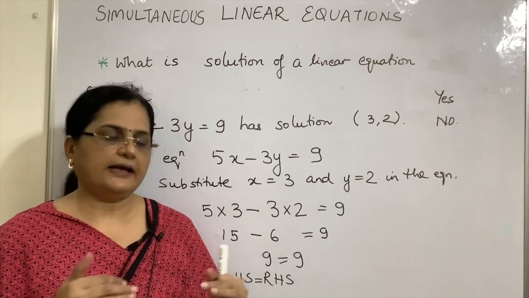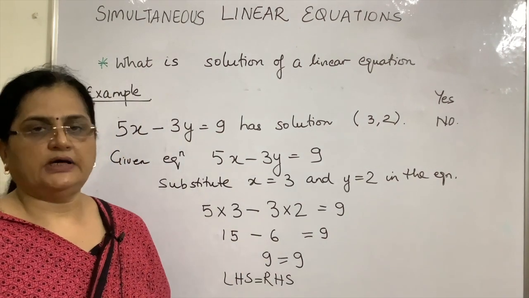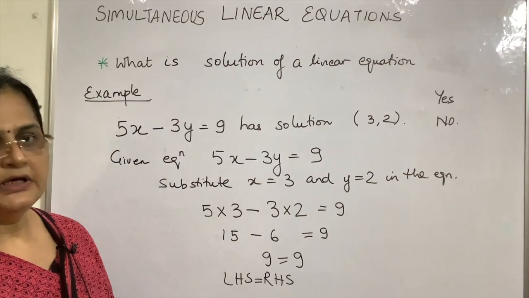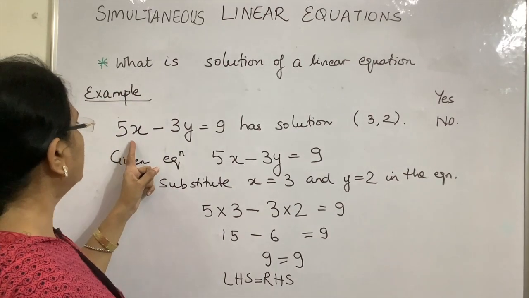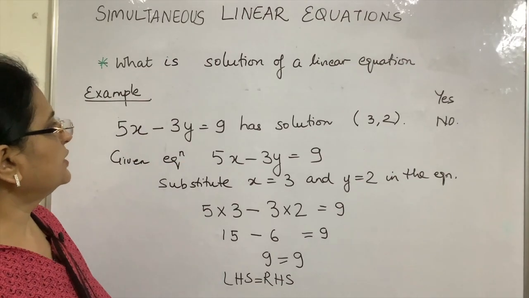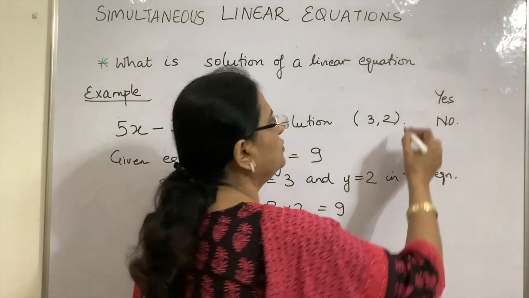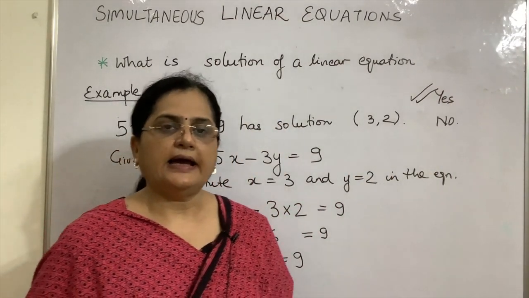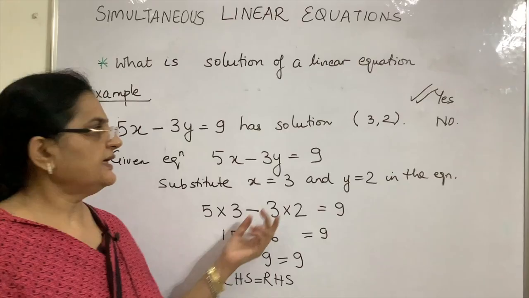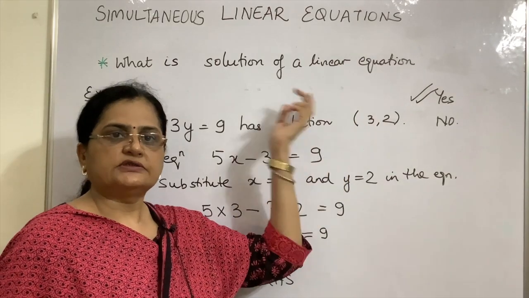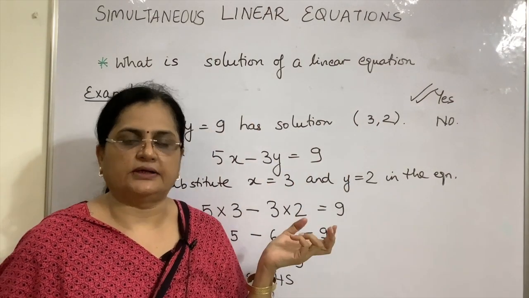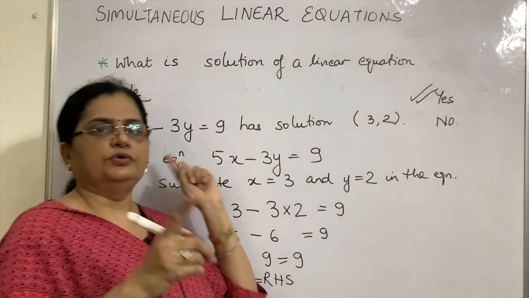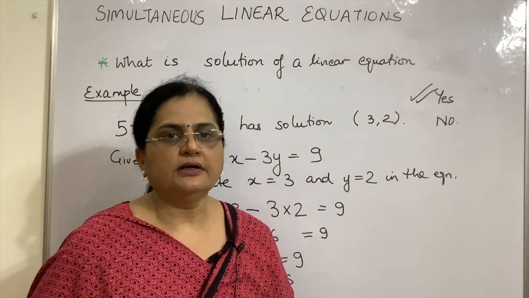If the LHS was not equal to the RHS, we will say that this is not a solution of the given equation. So what answer do we mark? 5x minus 3y is equal to 9 has solution 3 and 2. Yes, it has solution 3 and 2. And when it does this, we say that 3 and 2 satisfy the given equation, or we say that 3 and 2 is the solution of a given equation.